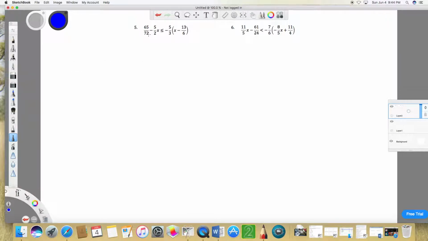So if we take a look here at number 5, we have 65 over 72 minus 5x over 2 is less than or equal to, let's distribute this negative 5/3 to each term. 5 times 13 is what, 65? And that's 18. So let's get a common denominator then of 72, I believe. Yeah. All right. So this first term has the denominator that I want.